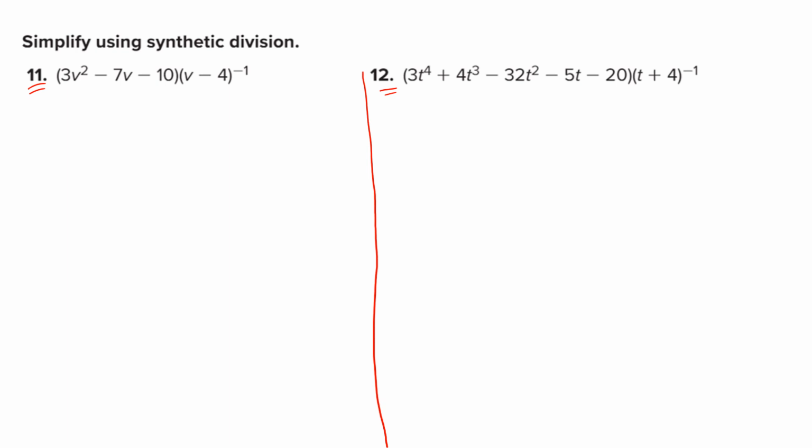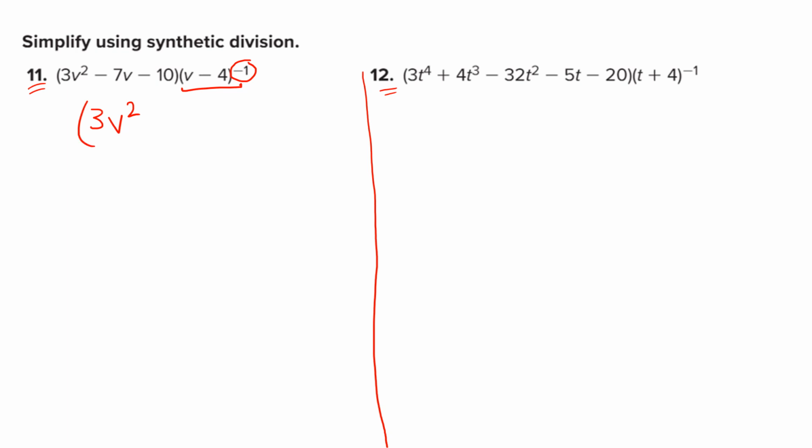Now, first of all, you have to look at the power. Here, this -1 is a little confusing for some students. They feel that if there is -1 power, this looks like a multiplication question. No, that's wrong. So here, even though the question looks like multiplication because of the brackets, this -1 power tells you that v minus 4, this term is going to be in the denominator. So this question is a division question.